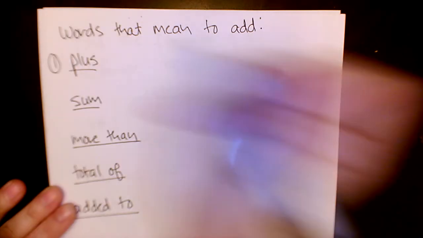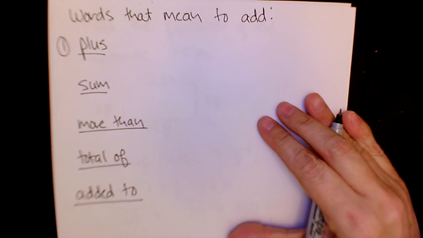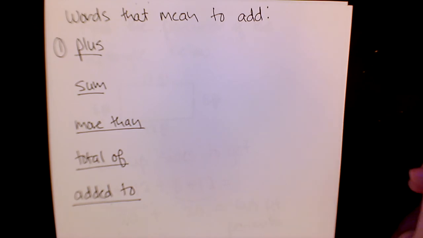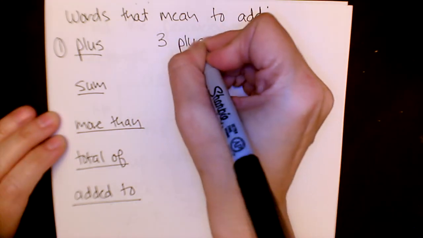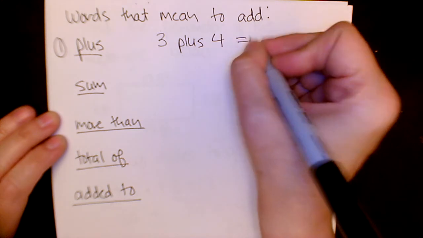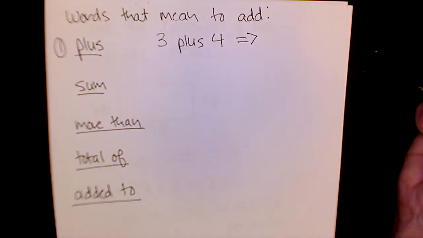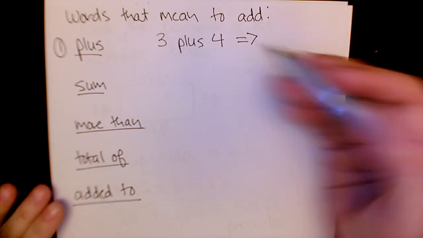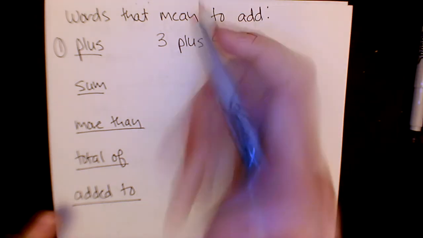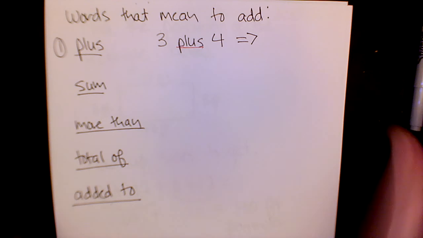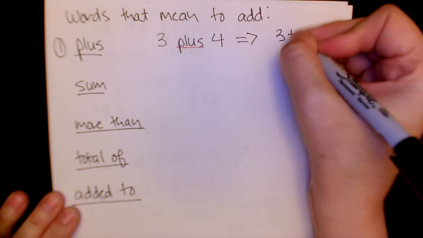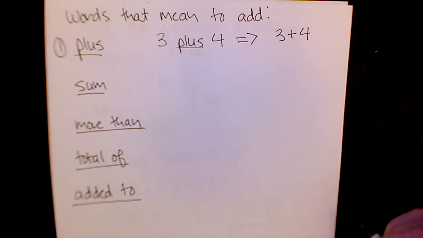So the very first word that means to add is plus. So you might see something like 3 plus 4. Well, if you want to write that in math, our keyword is plus, and we know that that means to add, so in math we would just write 3 plus 4, and we're done.